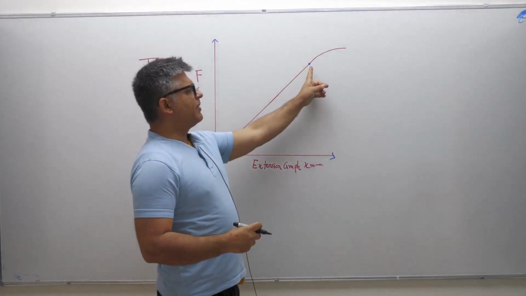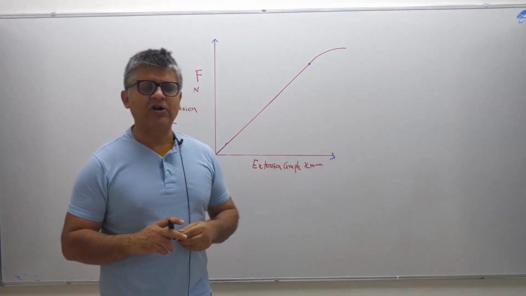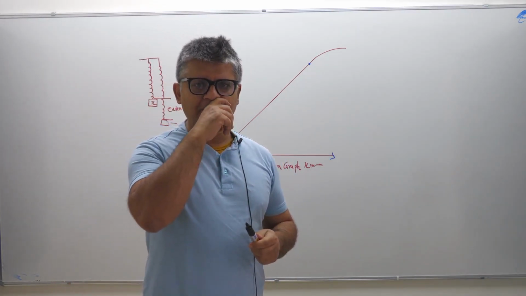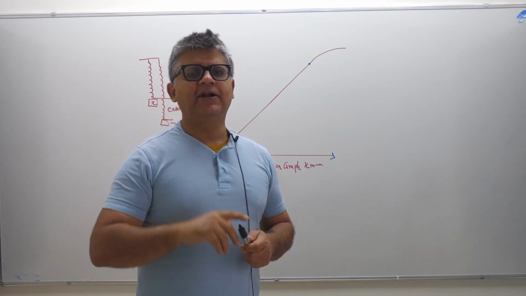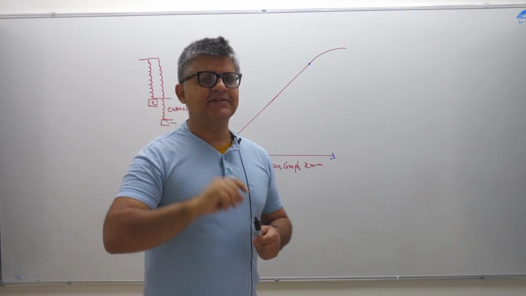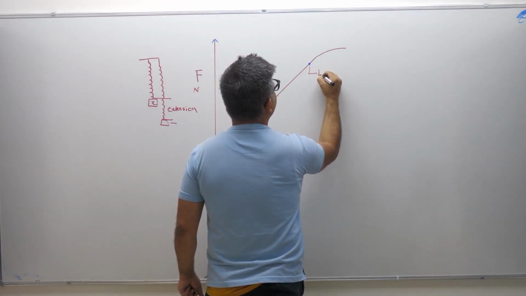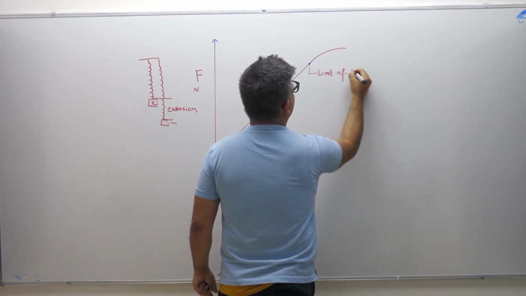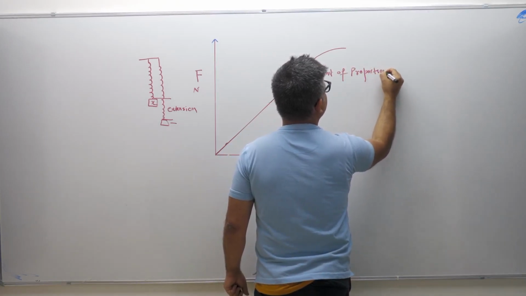And I have made a spot here. If you notice, this is a dot. What does this dot represent? This is called as what? If you remember your Hooke's law, you remember elasticity and drawing a graph. This is the point which is called as the point of limit of proportionality.